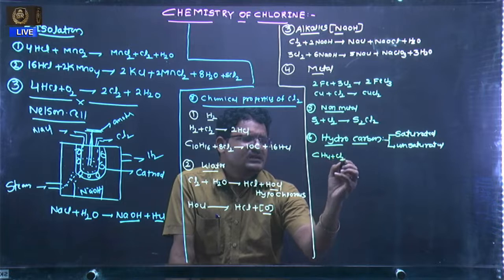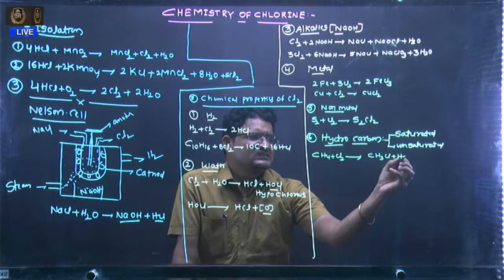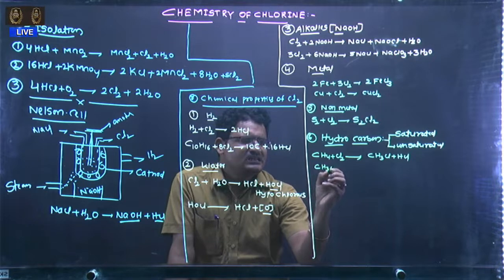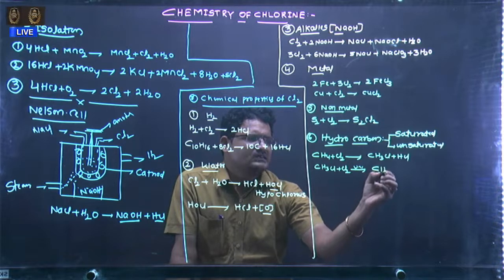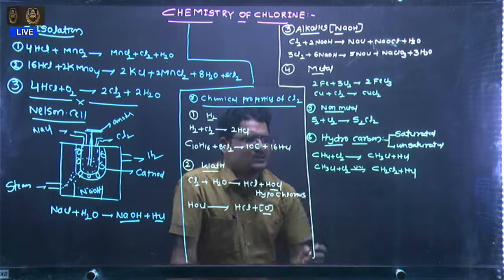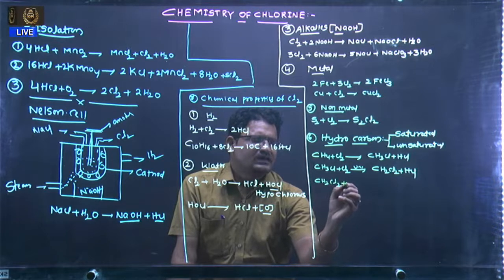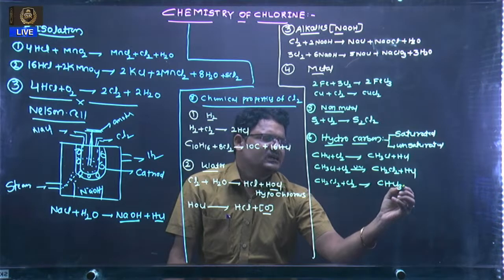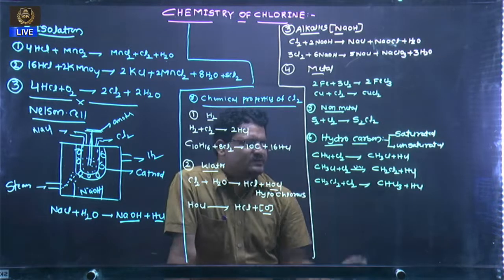Methane reacts with chlorine in the presence of sunlight to give monochloromethane, CH3Cl plus HCl. This CH3Cl reacts with chlorine in sunlight to give dichloromethane, CH2Cl2 plus HCl. Dichloromethane then reacts with chlorine in sunlight to give CHCl3 and HCl. This is nothing but chloroform.